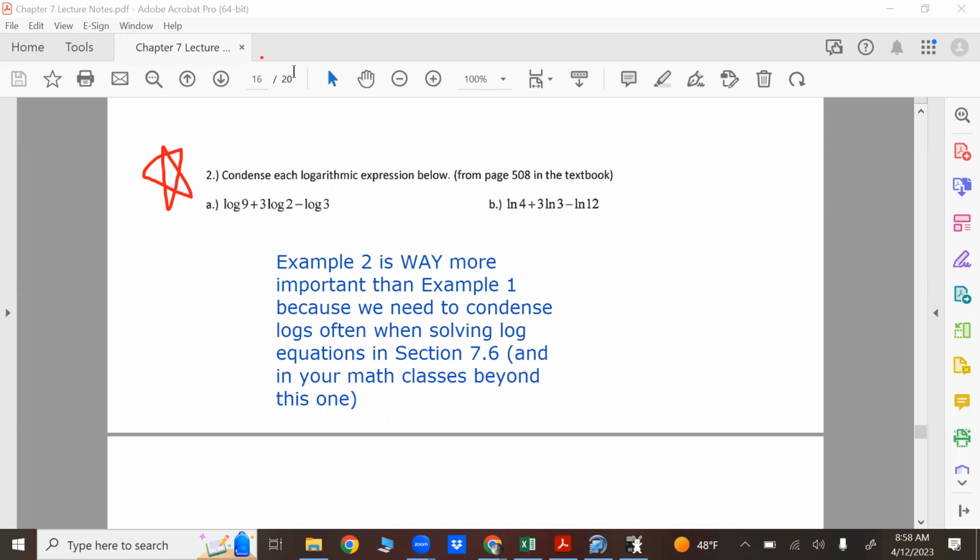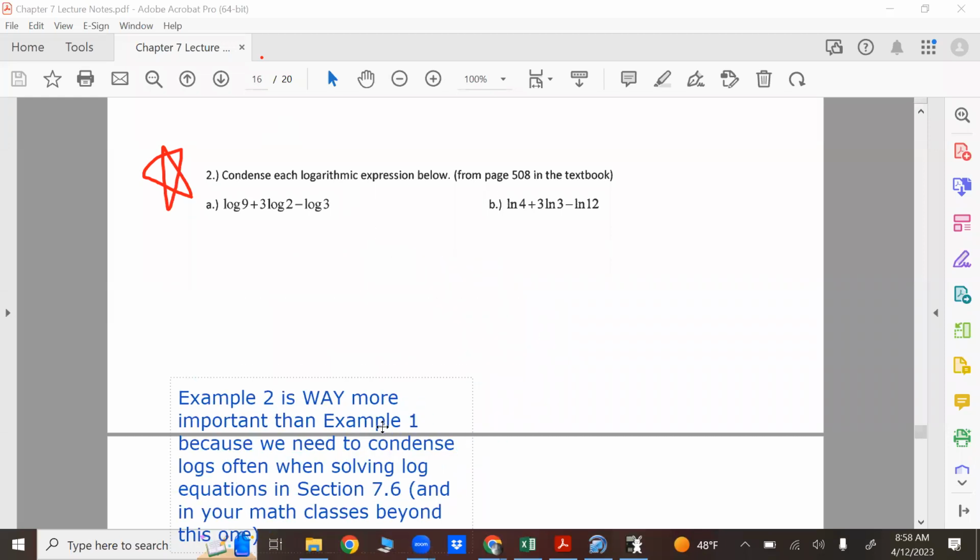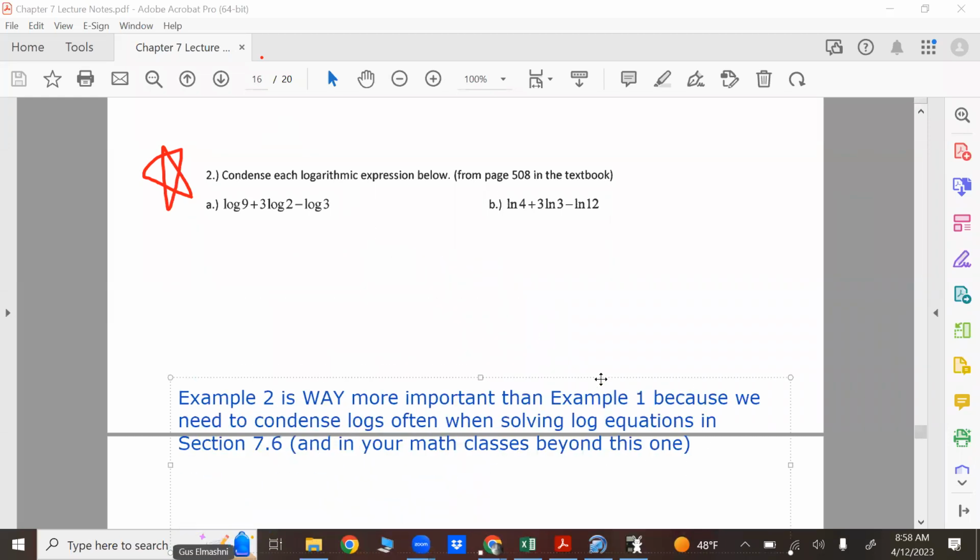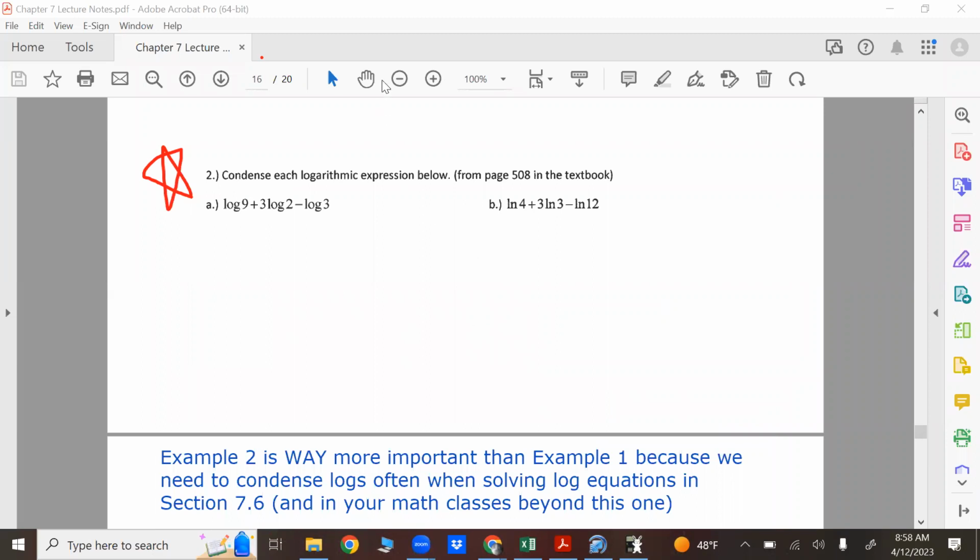So with that said, let's do the first part, A. We want to bring this into a single log. So when it says condense as a single log, that's it. If it's natural log and we're condensing, you keep natural log. Just write ln. You can write log base 2.7 if you want to.